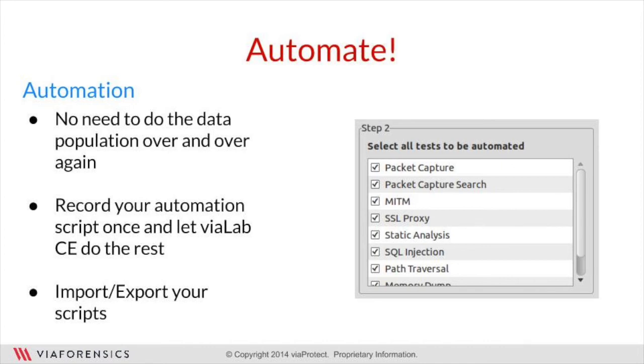One cool feature that we introduced is the ability to import and export those scripts. So hopefully you're going to like viaLab Community Edition, you're going to talk to your friends about it, and you can share those scripts, so you don't even have to record it in the first place. Your friend tested the any.do application and you want to validate those findings. Not only can you export and import the project itself, but you can also export those scripts to take a look at the automation that was behind it. That's a pretty cool feature, and we're really excited about that.